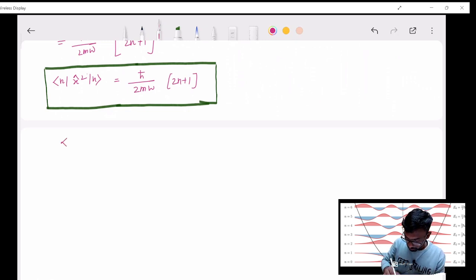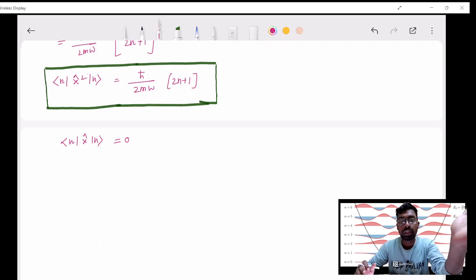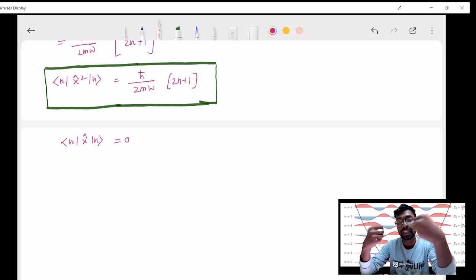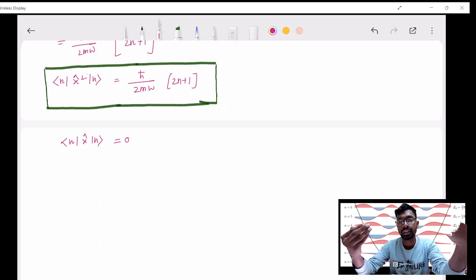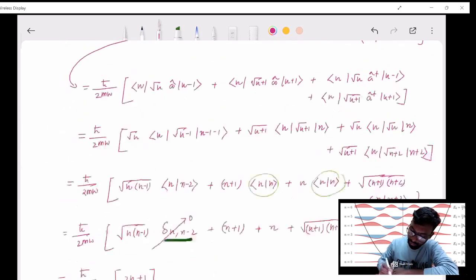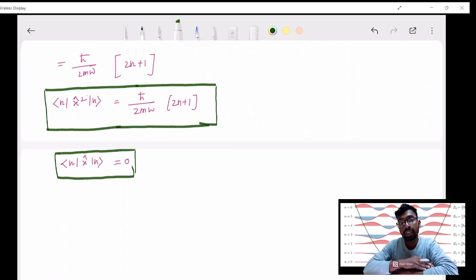In the previous class we got that the expectation value of the position operator with respect to |n⟩ is equal to 0. Just check in your notebook how we get this. Because the Kronecker deltas are always zero, the scalar products of two different states are always zero, whether ground state, first excited state, or second excited state. That's why the expectation value of the position operator for the nth state is always 0 for harmonic oscillators. This is the other result we got in previous classes. These two results are very important for your harmonic oscillator.